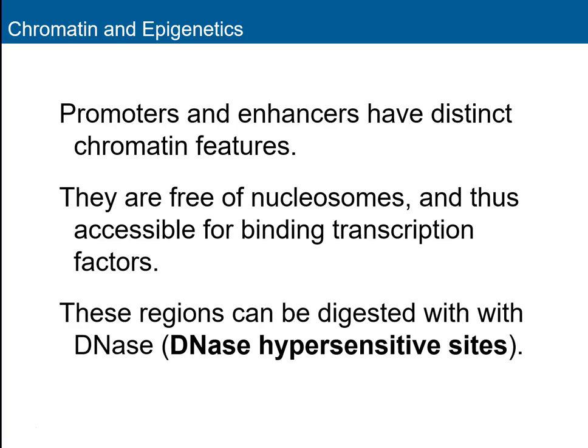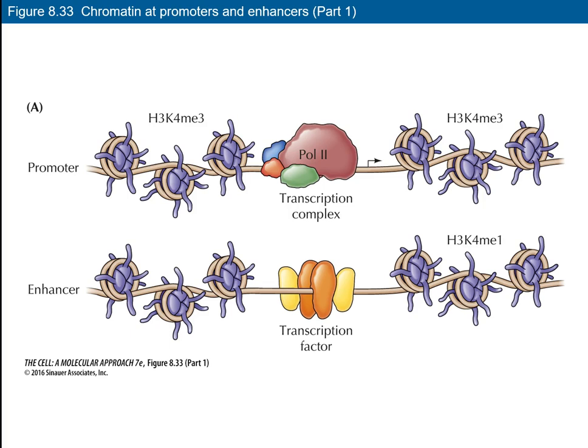All right, because again, we're talking about chromatin and how this is involved. Promoters and enhancers, like we talked about, have really distinct chromatin features. They don't have nucleosomes there, and they're basically always accessible for transcription factors to bind. You can identify these by adding DNase to digest them. The DNase will cleave these areas where there are no histones because it's basically naked DNA. That's what this is showing you here. Makes sense, right?